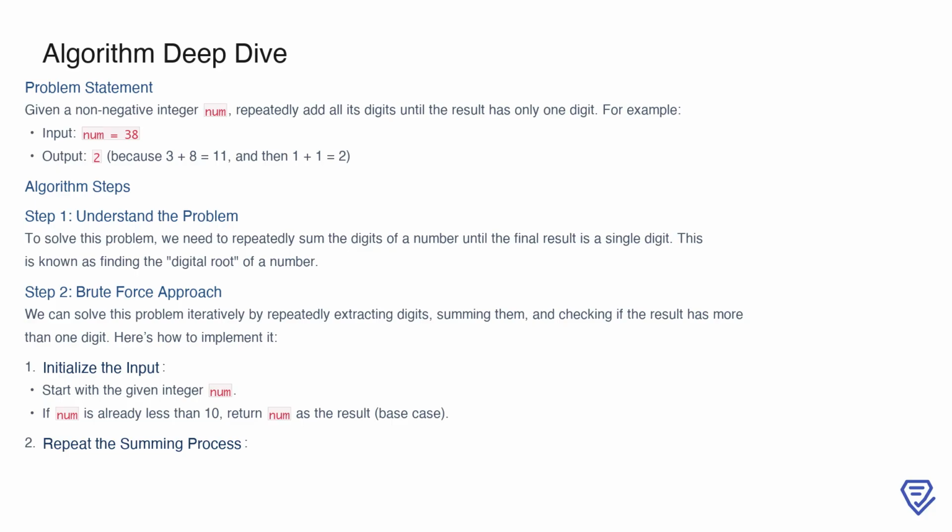To approach this, we can start with a straightforward brute force method. First, if the number is already less than 10, it's already a single digit, so we can directly return it as the result. Otherwise, we repeatedly sum the digits of the number until it reduces to a single digit. Let's dive into how this iterative process works in detail.